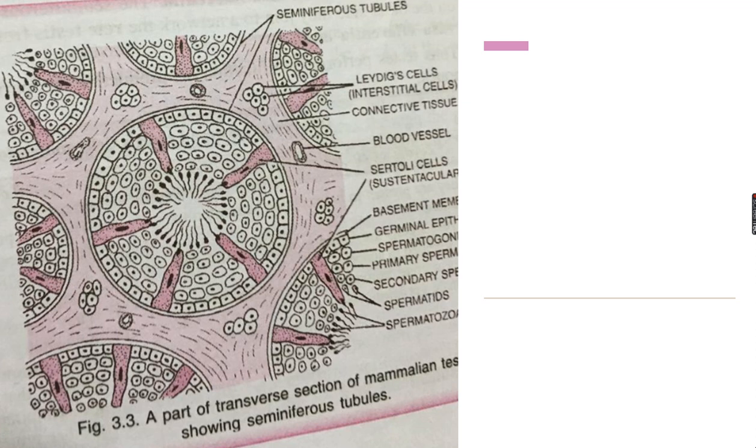The cuboidal cells undergo mitosis to produce spermatogonia. Spermatogonia grow into primary spermatocytes which undergo meiosis, producing haploid cells, first secondary spermatocytes, and then spermatids. The latter convert into spermatozoa. Spermatozoa means sperms. Sertoli cells provide nutrition to the developing sperms.